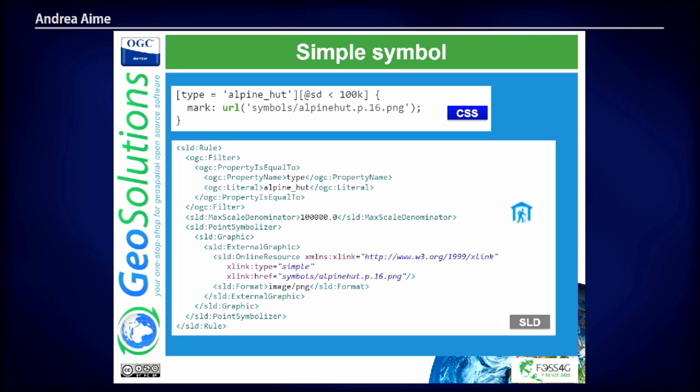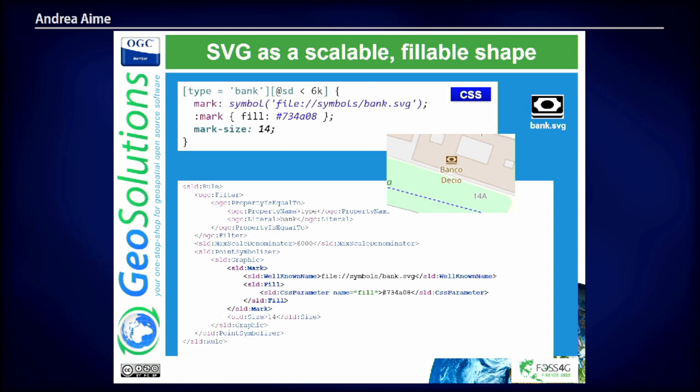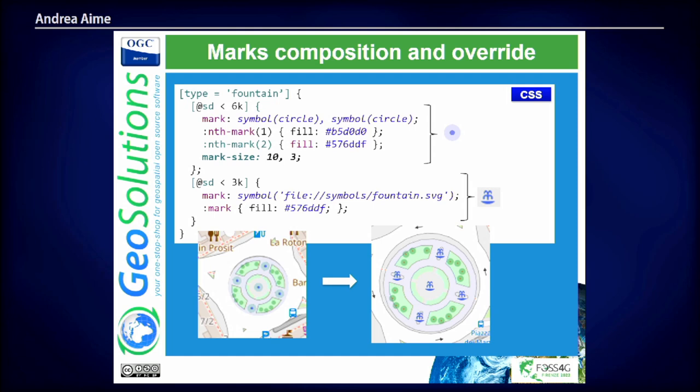Point styling. We have already seen an example in the introduction. We typically point to a symbol, which could be a static image, and we control what gets rendered by filters. The symbol might be a simple image, but it can also be a scalable SVG that we can then stroke and fill, and so change its color and its outline, like in this case, also coming from OpenStreetMap. I have an SVG which is black and white, and then I can color it to generate a bank symbol. We can do more interesting stuff like composing marks, like superimposing two circles. In CSS, it's done by separating the two items with a comma. And maybe also do scale dependencies so that I have a simple symbol when I'm zoomed out, and I switch to a more complex symbol as I zoom in.